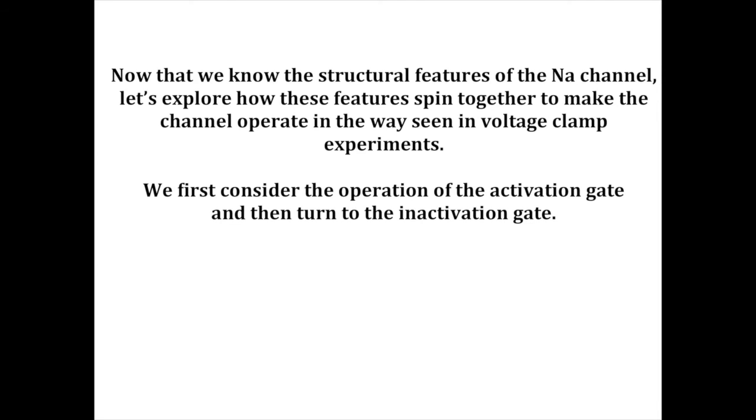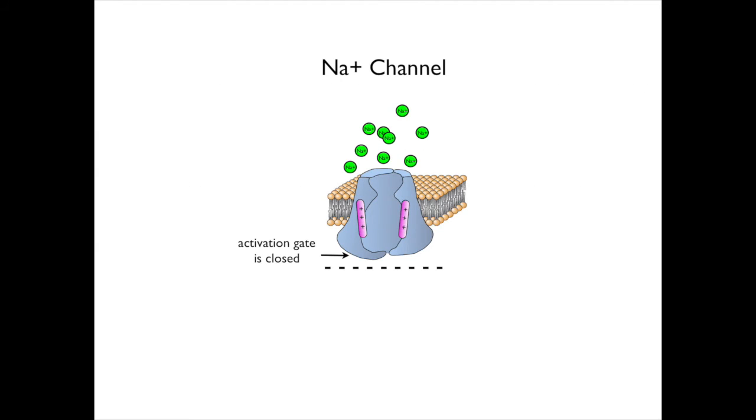Now that we know the structural features of the sodium channel, let's explore how these features fit together to make the channel operate in the way seen in voltage clamp experiments. We first consider the operation of the activation gate, and then turn to the inactivation gate. So here's a sodium channel, and let's explore how it operates. We could begin with the cell at rest when the activation gate is closed.